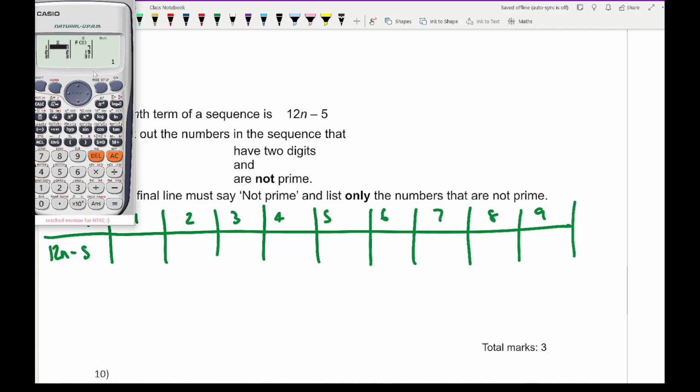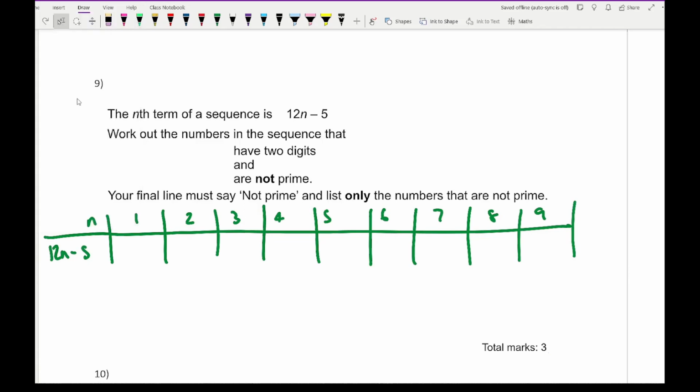And going up in ones. And then these are the numbers in the fx column, all the numbers that are in the sequence. So again, those numbers are 7, 19, 31, 43, 55, 67, 79, 91, and 103. Now looking at the criteria they've given me, it needs to be 2 digits and not prime. So that totally discounts 7 and 103.